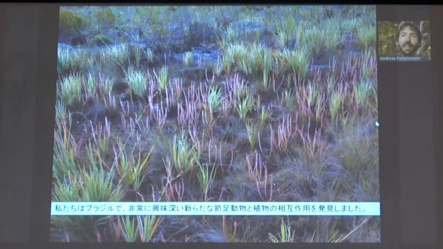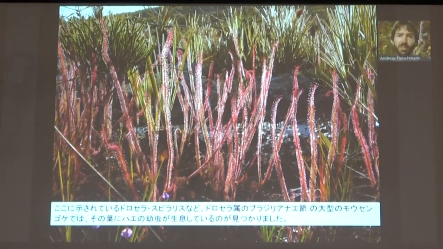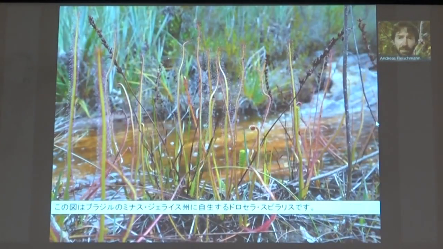Now let's go to Brazil from Australia, where we discovered, more exactly, Fernando Rivadavia in the 1990s already discovered some larvae living on sundew leaves, and we studied this then in the 2000s, where we discovered there an interesting new arthropod plant interaction with Drosera. On the large Drosera species of Drosera section Brasiliana, like here Drosera spiralis in Minas Gerais in Brazil, we found fly larvae which live on the sundew leaf.